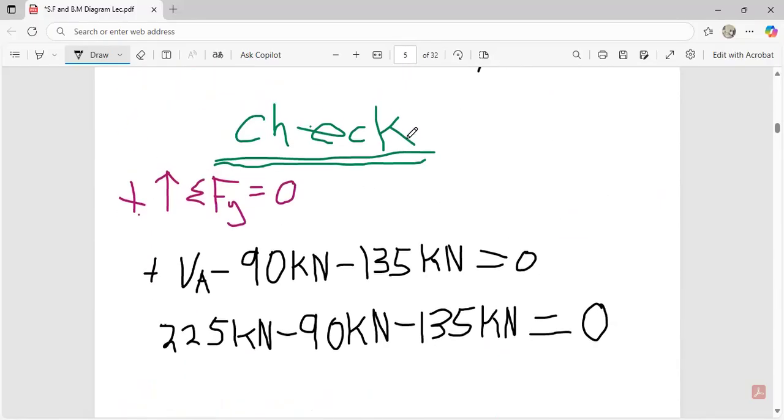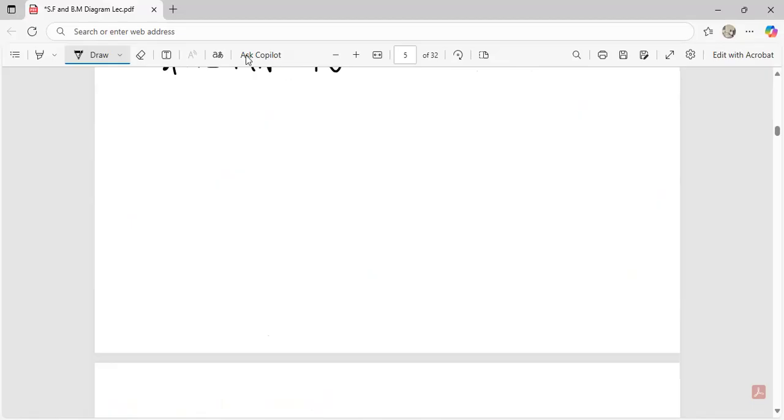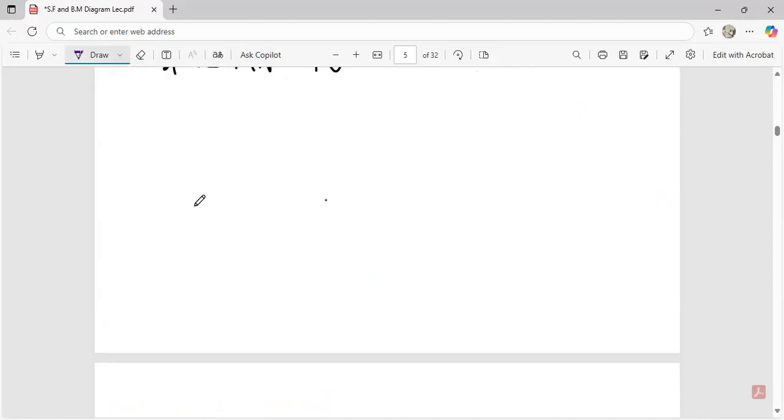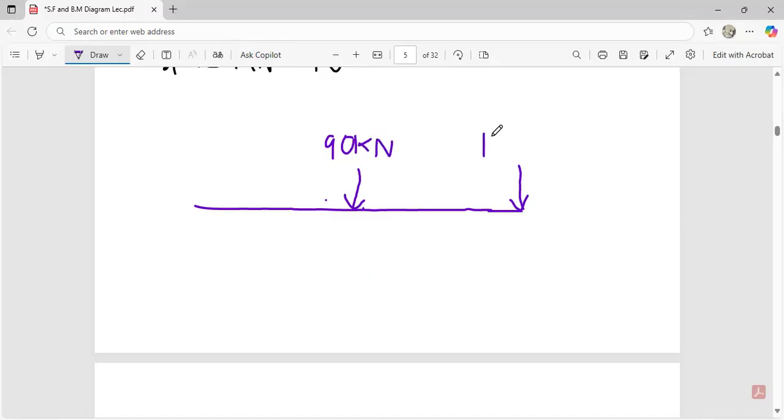So this is where we are. We have to redraw our problem again. Let's say this is our free body diagram. It had one force at the free end, and that was 135. It also has one at mid span, and the mid span force is 90 kilonewton. Here became 135 kilonewton.